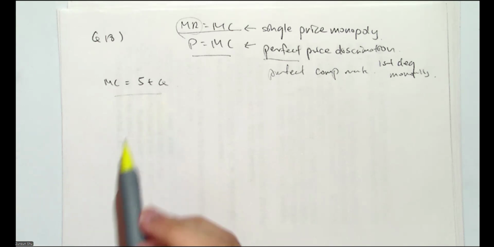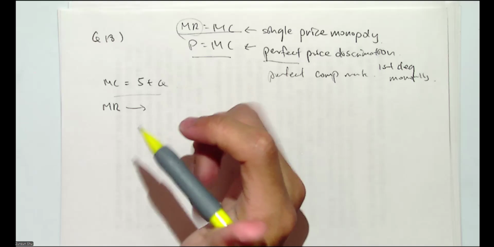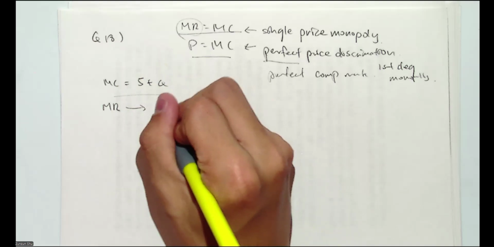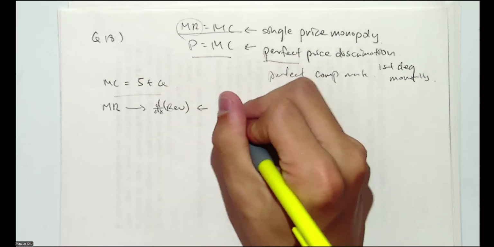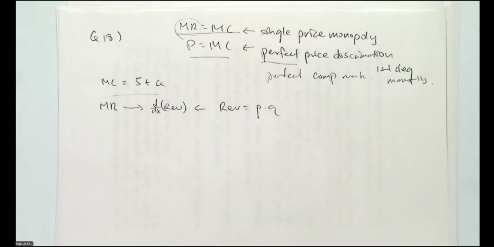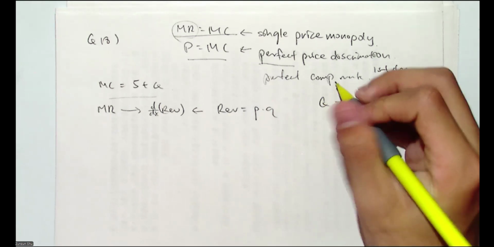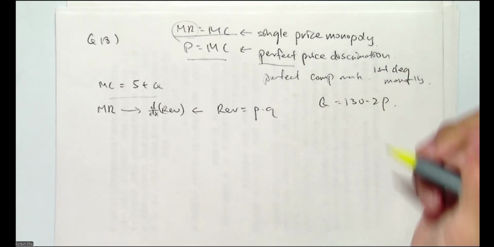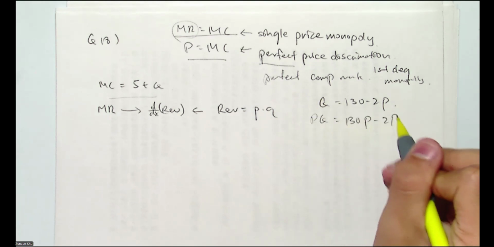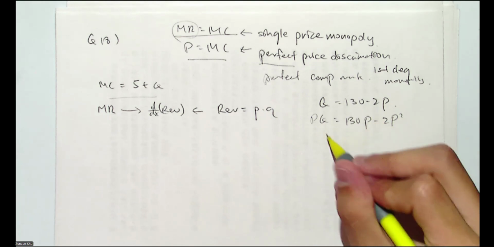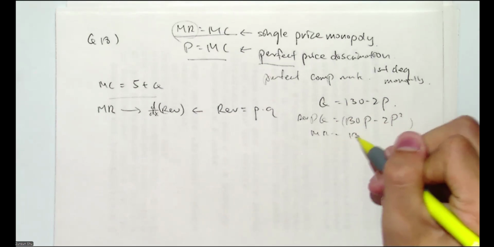MC is equal to 5 plus Q. What is MR though? Hard to say, but remember, MR is the derivative of revenue, so we can find revenue. Revenue is equal to P times Q. We have Q equals 130 minus 2P. How about we just multiply it by P? PQ is equal to 130P minus 2P squared. That's revenue. MR is the derivative of that, which is 130 minus 4P.